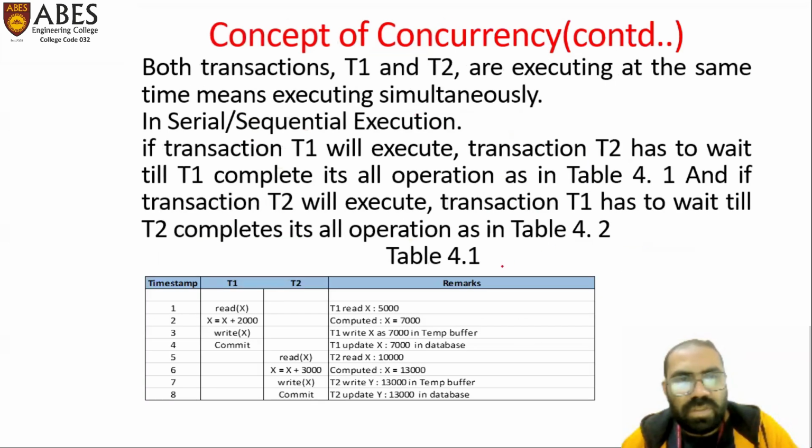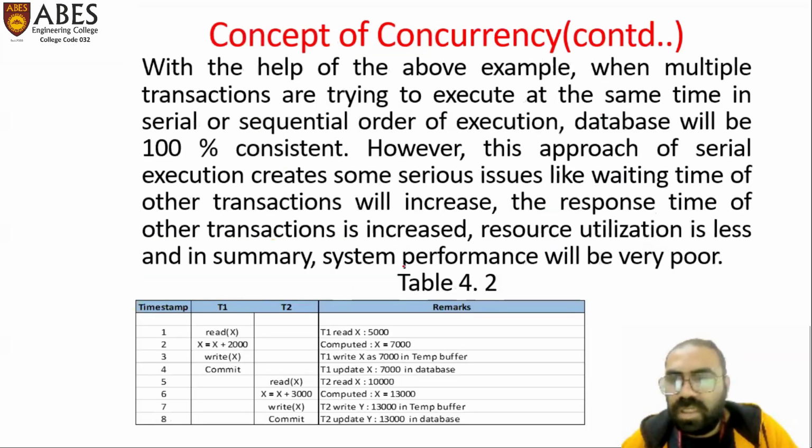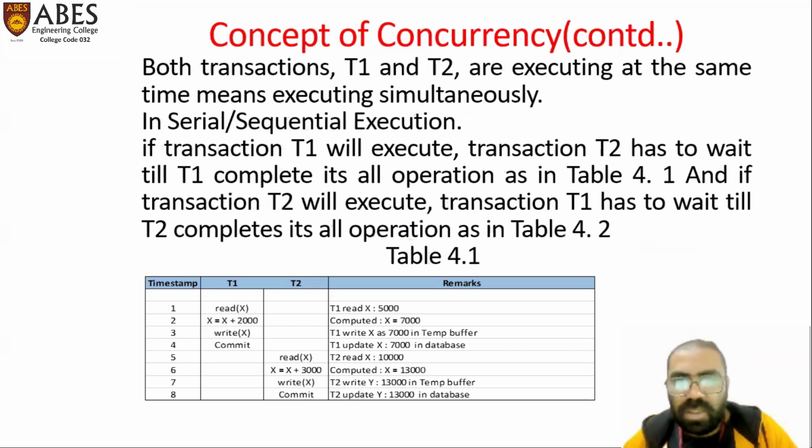Both transactions T1 and T2 are not executed at the same time in a serial execution. Let us go back to the table part. T1 executes first: it reads the item, writes the item, and commits. Once it commits, the database is updated to whatever the value of X is plus 2,000, then 3,000, and so on. These are the things that are written to the system.